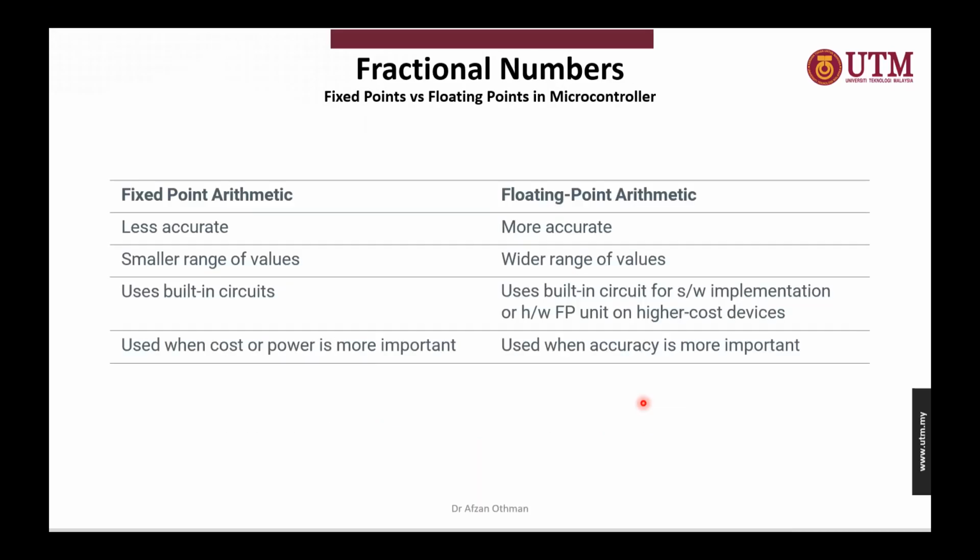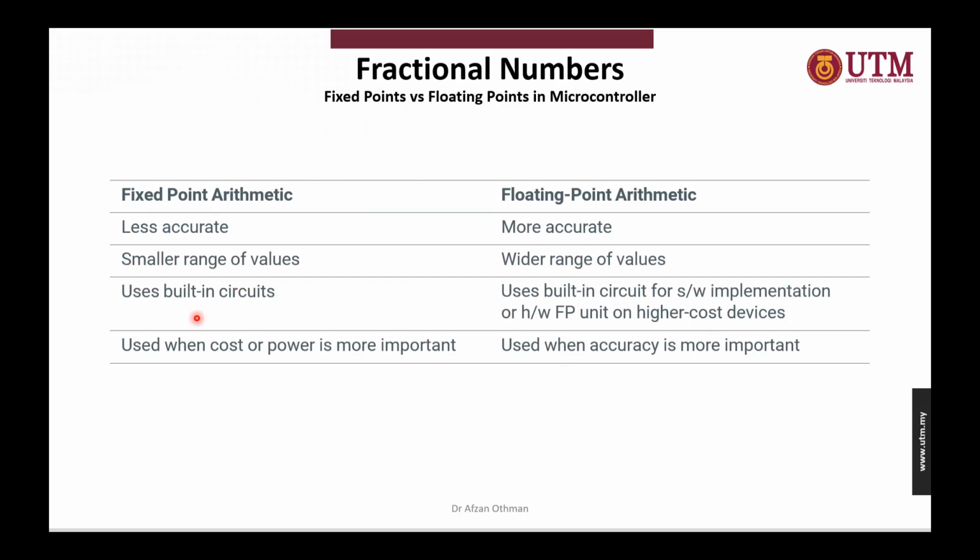Here are the differences between the fixed point and floating point in the microprocessor. If we use fixed point, it is less accurate compared to floating point arithmetic, and the range of the value is smaller. Previously we saw the range is somewhere around hundreds or thousands, but for floating point the range is more than 1 million, from negative 1 million to positive 1 million.